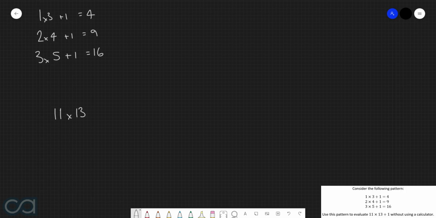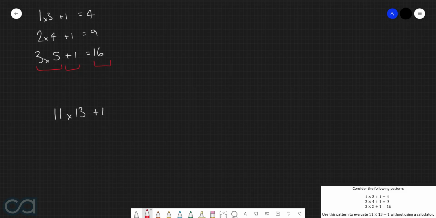Okay, let's quickly write out this pattern again, just so then we can evaluate it a little bit further. So we've got 1 by 3 plus 1 is equal to 4. Then we've got 2 by 4 plus 1 is equal to 9. And then we have 3 by 5 plus 1 is equal to 16. And we are being asked to evaluate 11 by 13 plus 1. Now, what do we notice about this pattern? Hopefully the first thing that you should notice is that they all have a common trend in that we multiply two numbers together, then we add one, and then we have a certain number on the right hand side.